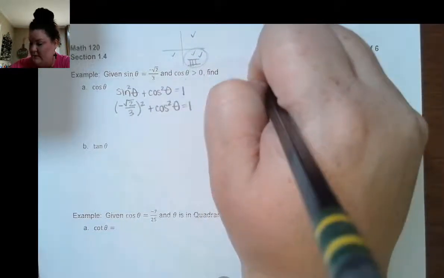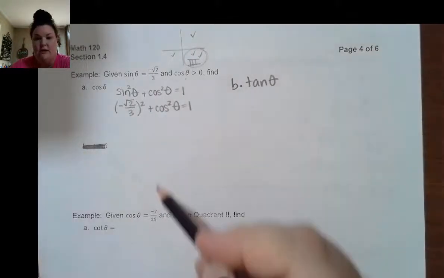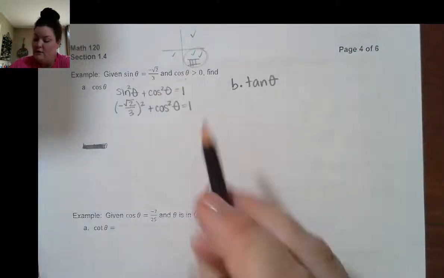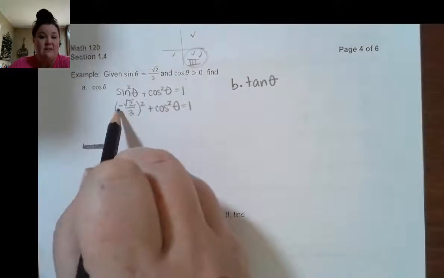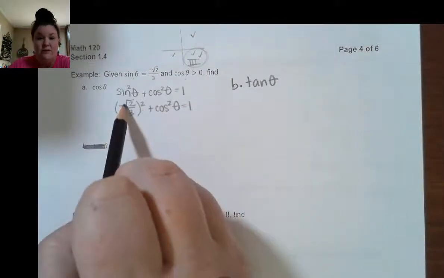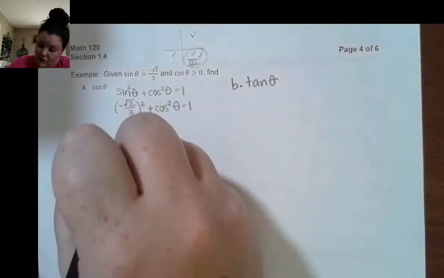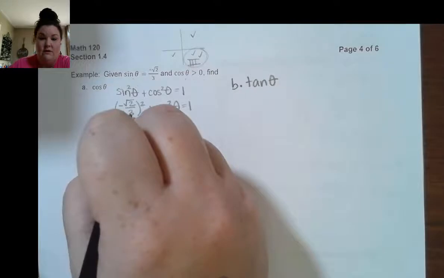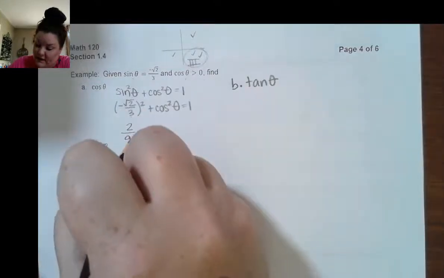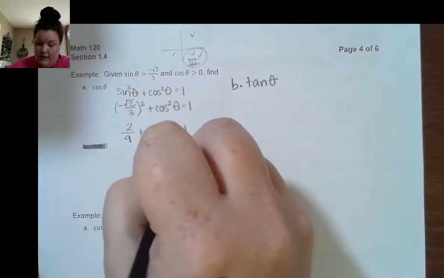Theta. That way I can just work straight down. Okay? All right, so when I square this, if I square a negative, it's going to become positive, right? When I square a square root, that cancels out. Square root of 2 times square root of 2 is just 2. When I square the 3 on bottom, that gives me 9. Plus cosine squared theta equals 1.